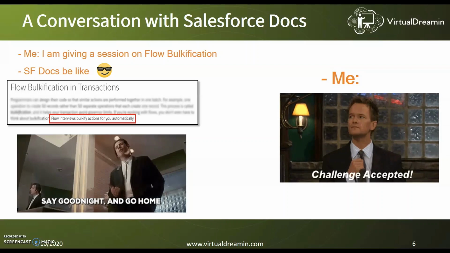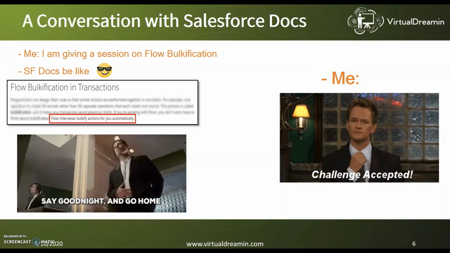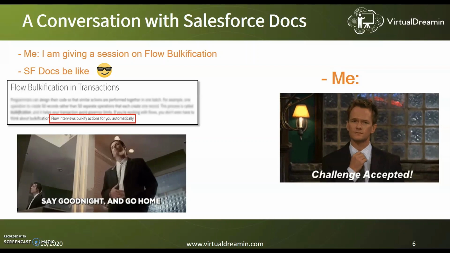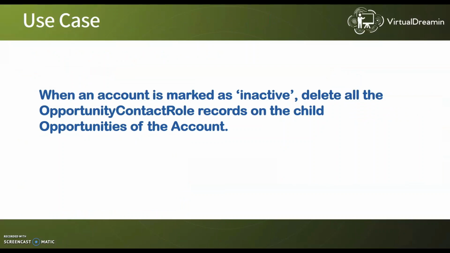Yeah. So let's first talk about a quick use case that we will see, and basically we will see what happens behind the back. Is it really bulkified, and is it really not? Okay, so here is the use case. The use case states that when an account is marked as inactive, delete all the opportunity contact role records on the child opportunities of the account.